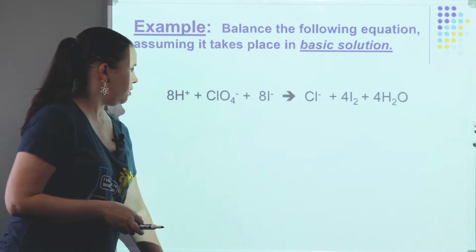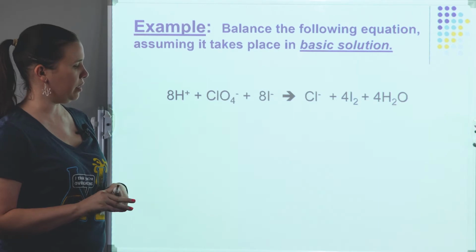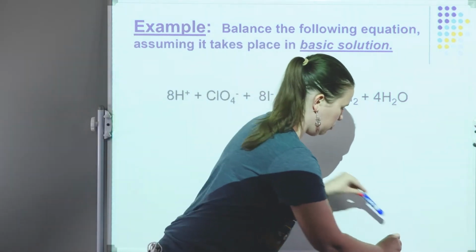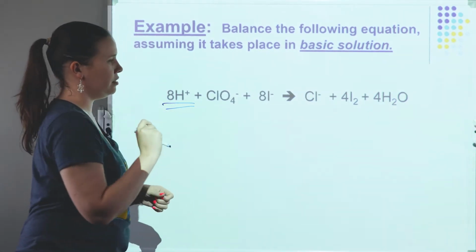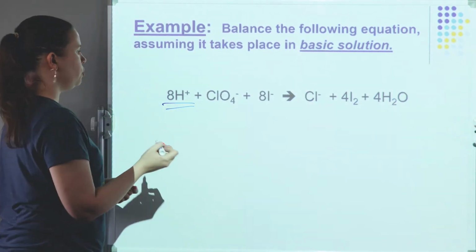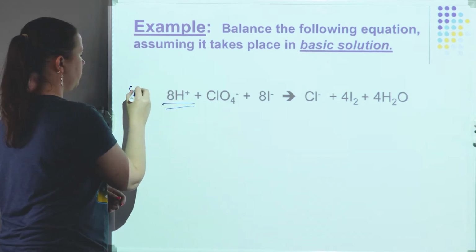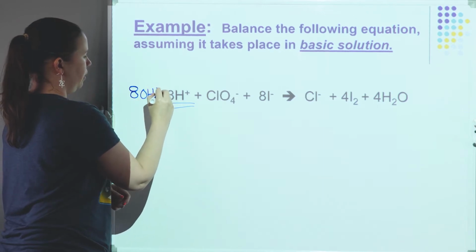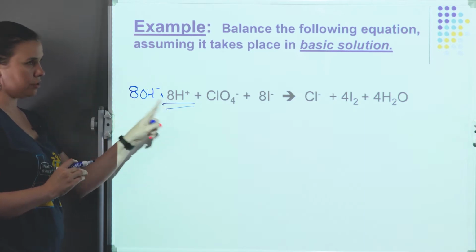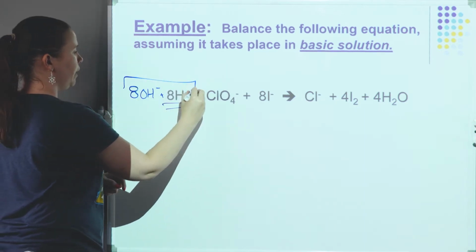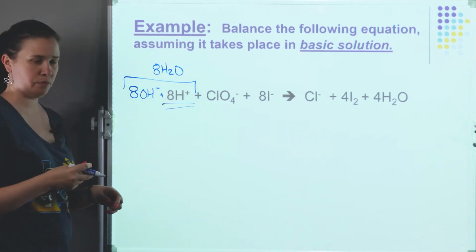All right, so let's say we have this now balanced acidic solution, and we want to make it a basic solution. So let me use blue for basic. It's these hydrogen ions that make it acidic. So in order to neutralize, in order to cancel out the acidic, I'm going to add 8 hydroxide ions. And that 8 hydrogen and 8 hydroxide are going to combine to form 8 water molecules.